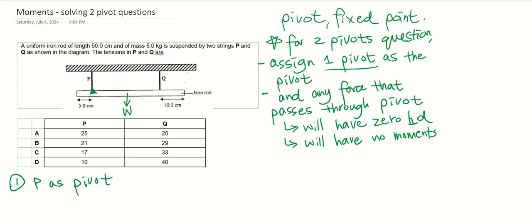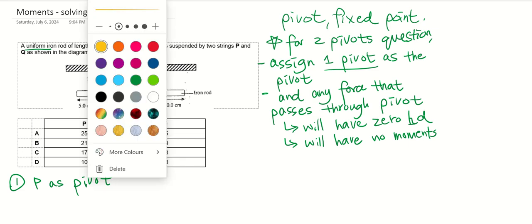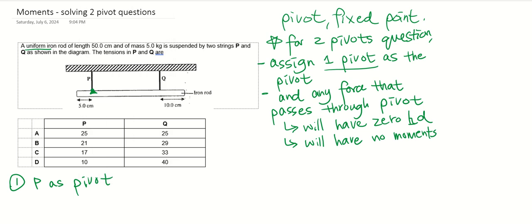Right, let's read the question. This is a uniform iron rod. The length is 50 cm. If I put it into perspective, over here we have a distance of 5 cm and over here we have a distance of 10 cm. So the distance between P and Q is actually 35 cm. So you write this down first. We will be using it later.